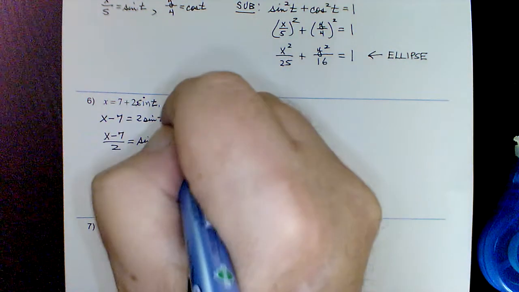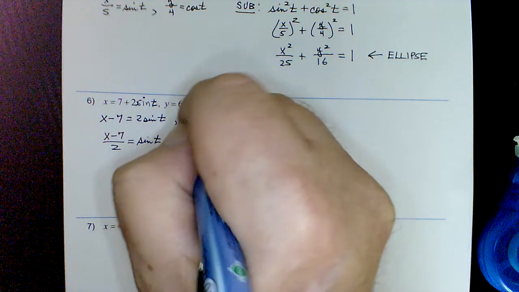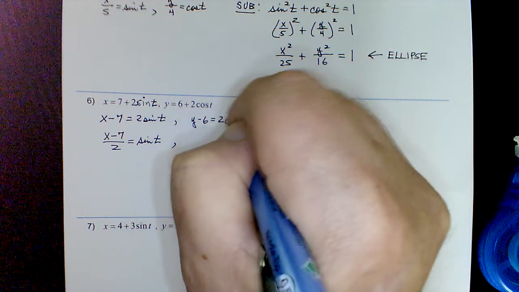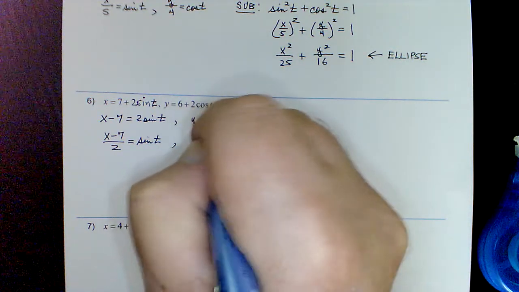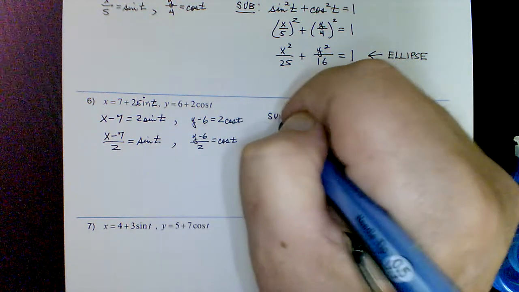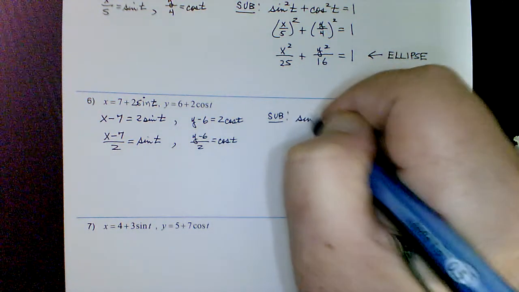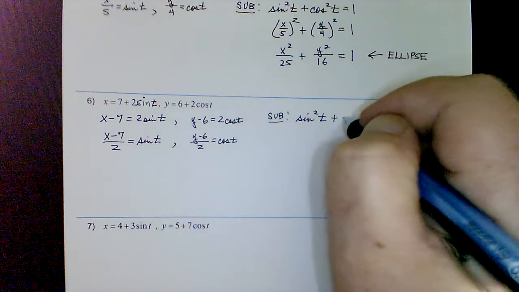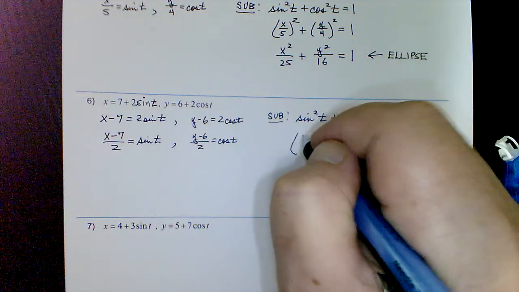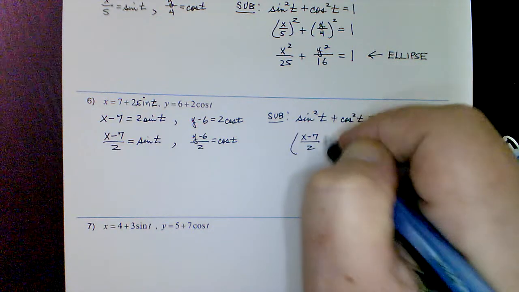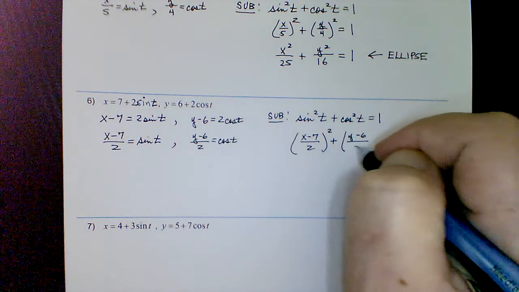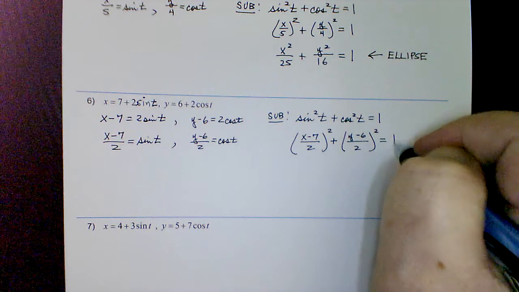And then for the equation involving y, first transpose the 6. So y minus 6 equals 2 cosine t, and divide by 2. So y minus 6 over 2 is cosine t. Then we substitute again, and we'll go into the Pythagorean Theorem. Sine squared t plus cosine squared t is 1. So sine is the quantity x minus 7 over 2, but that has to be squared, plus cosine, quantity y minus 6 over 2, but that has to be squared, and that's equal to 1.